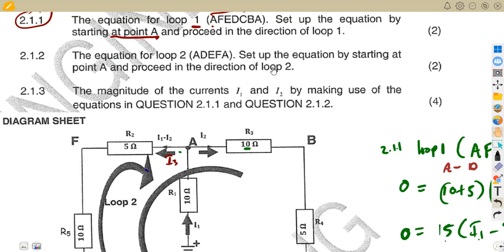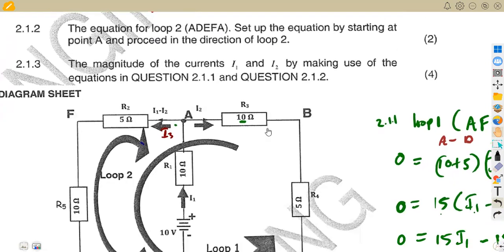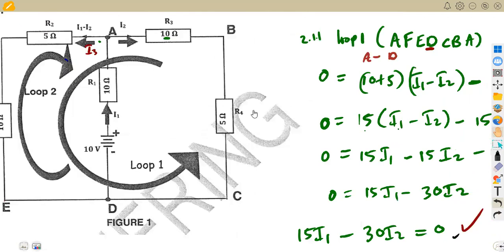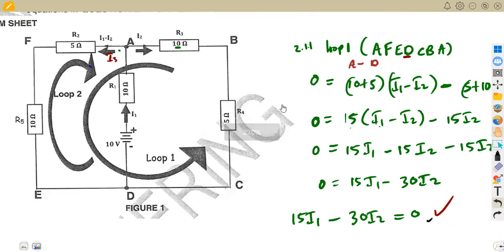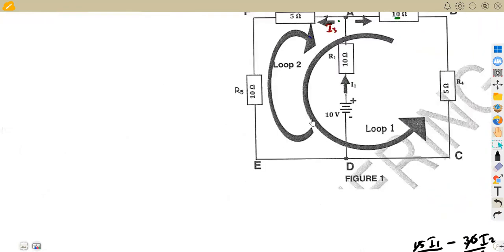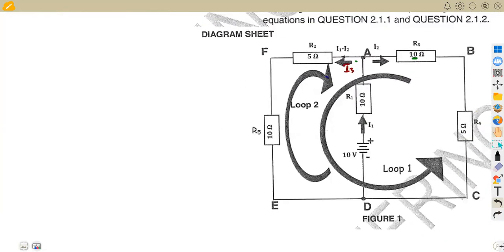Set up the equation by starting at point A and proceed in the direction of loop 2. So we are supposed to proceed with this direction as per the given instruction, but having this from the point A about the loop 2. All right, let's consider what we have on loop 2 so that we can see what exactly we are supposed to do in this case. I'm just going to work at this side since we can see our diagram here properly. So that is 2.12. So we're going to focus with loop 2 in this case.